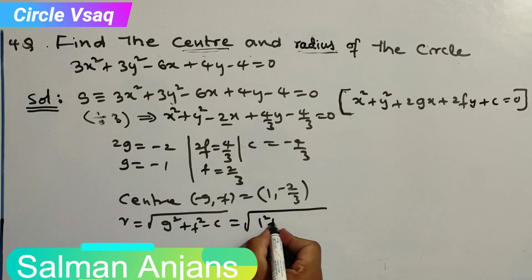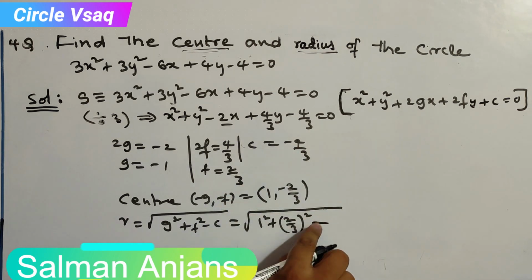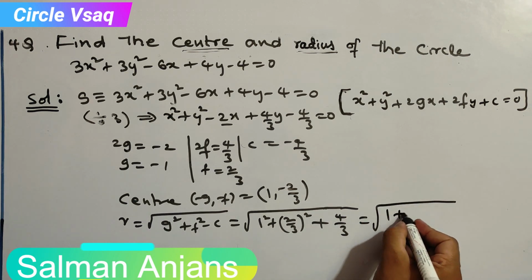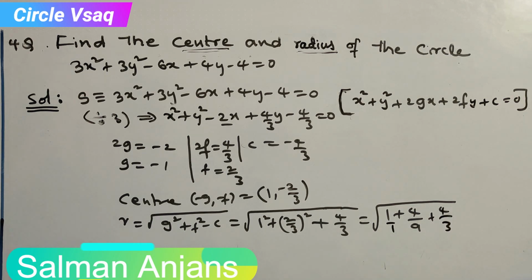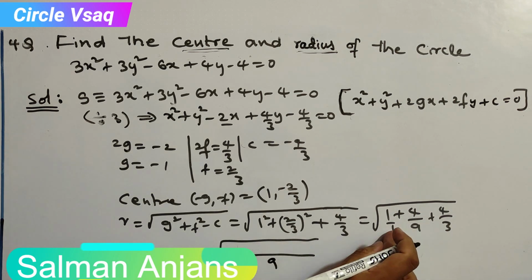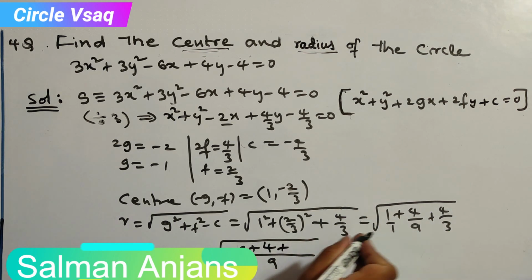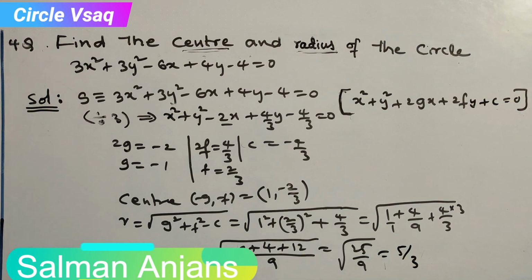g means 1 squared, f means (2/3) whole squared, minus c means minus of minus 4 by 3, so plus 4 by 3. So this is 1 ones are 1, 2 twos are 4, 3 threes are 9, plus 4 by 3. We can write 1 as 1 by 1. LCM of 1 and 3 is 9. 1 nines are 9, so multiply with 9. 9 ones are 9, multiply with 1. 3 threes are 9, so multiply with 3. So 4 threes are 12. That is root of 25 by 9, which is 5 by 3.